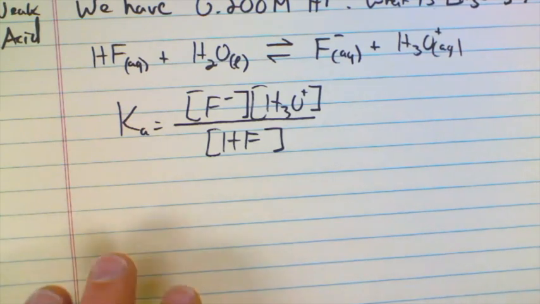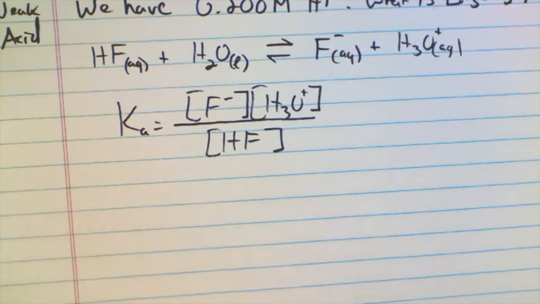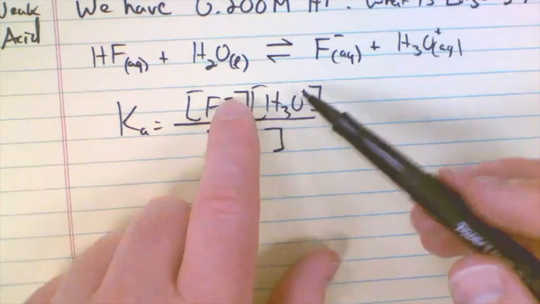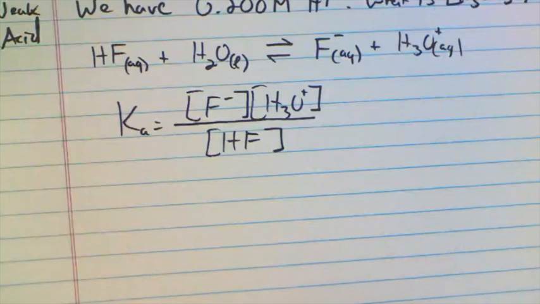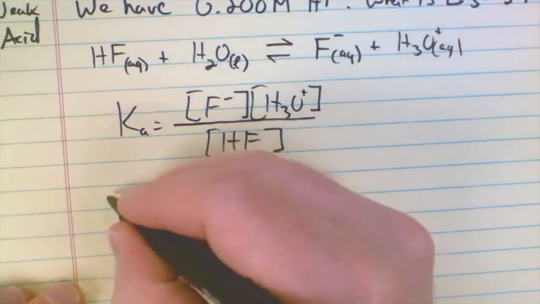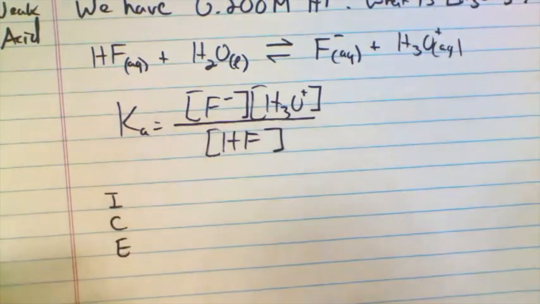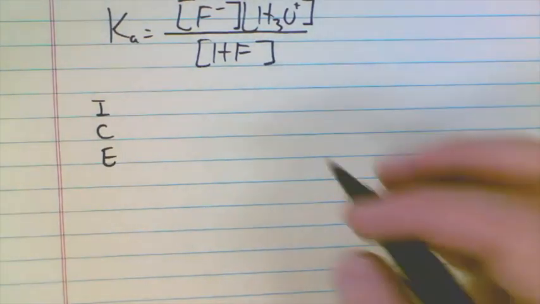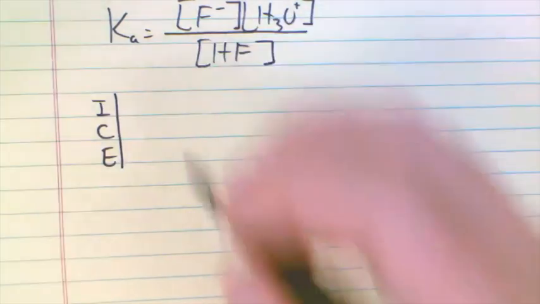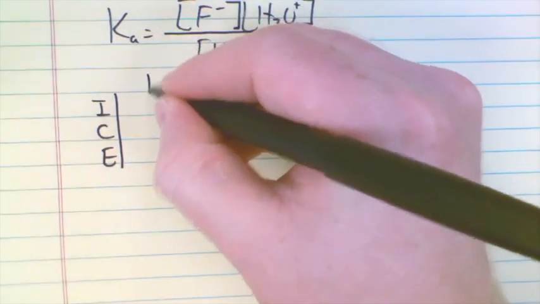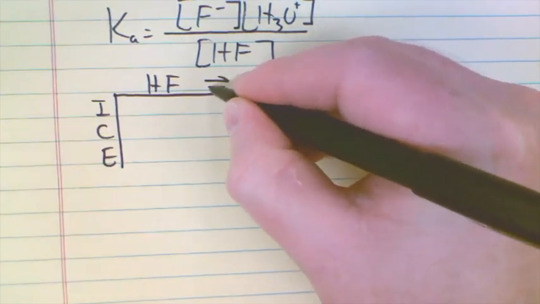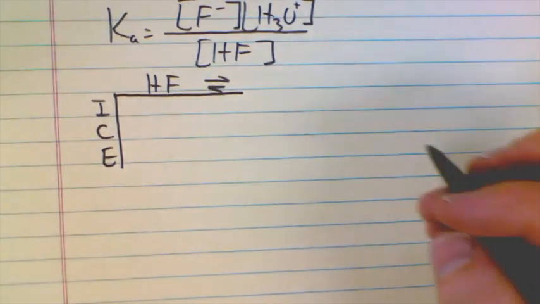Next thing we do, we can look up Ka. We'll do that in a second. But we want to figure out the concentration of these guys at equilibrium. We have the initial concentration. What do we have to use? Ice boxes. So we set up our ice box. We got our reactant, HF. And we don't have to include water because it's not an equilibrium reaction.